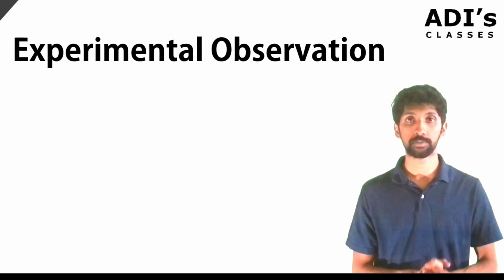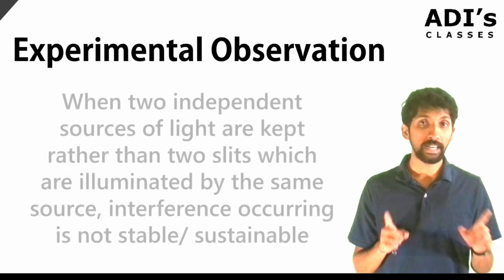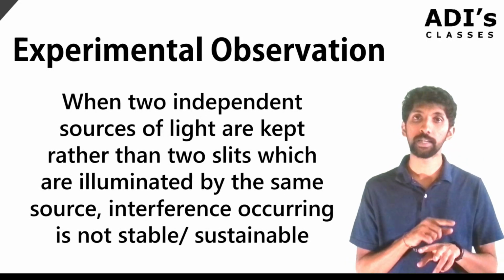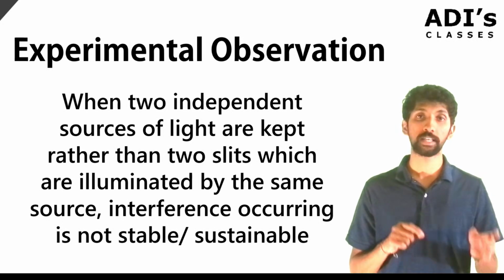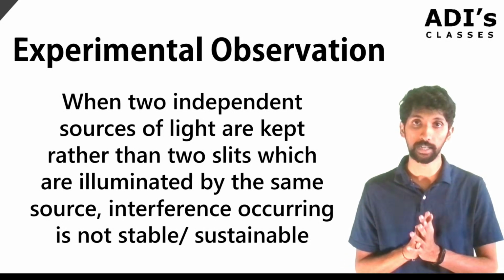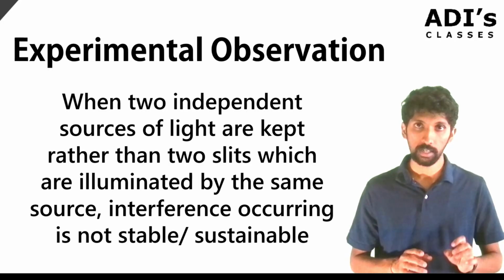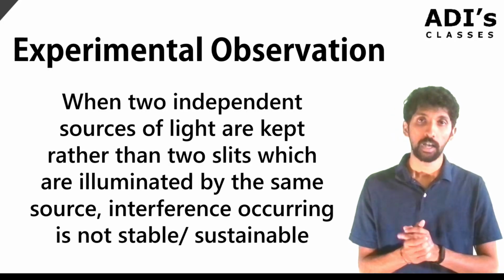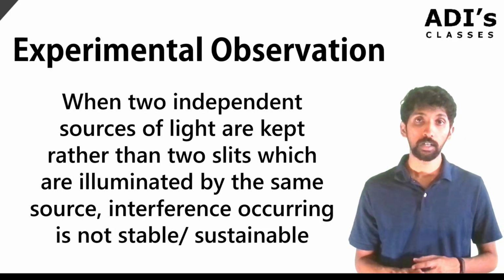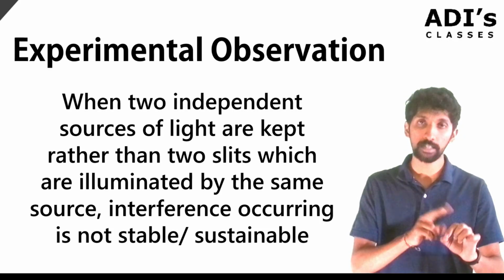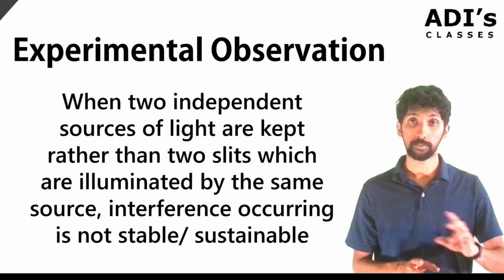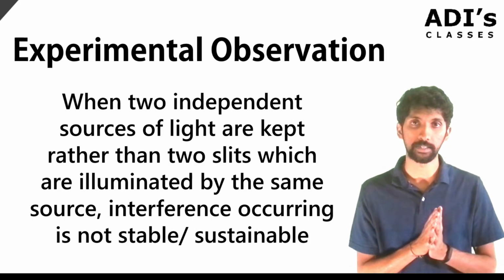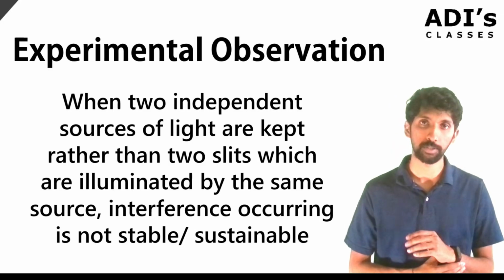The second experimental observation was when two independent sources of light were kept, rather than two slits illuminated by the same source. Then interference was there, but it was not stable, or you can say it was not a sustainable interference. It was coming and going. This is the reason he took one source and two slits. So it was not because of the slits, it was because of the source which was before the slit. This was another experimental observation.